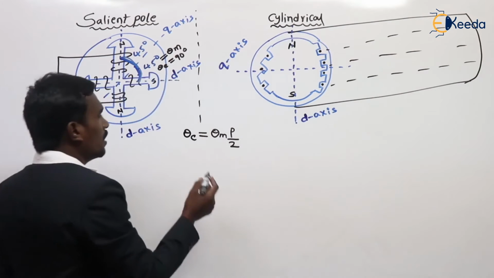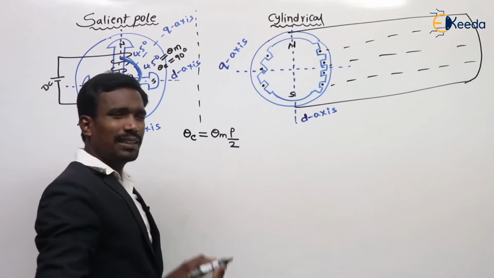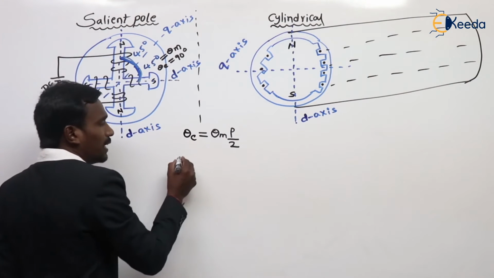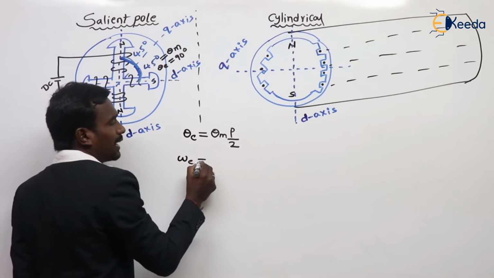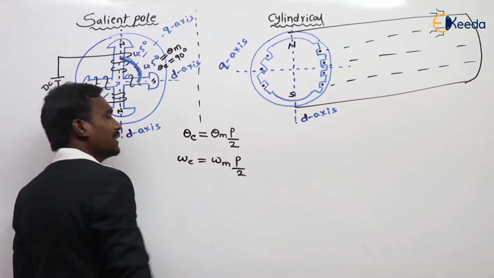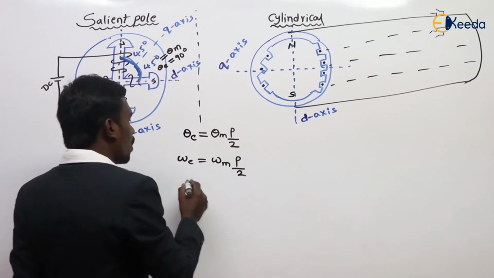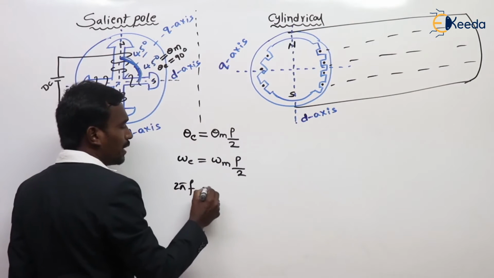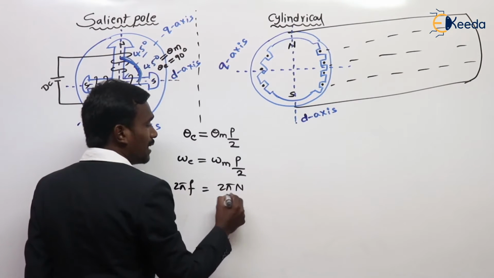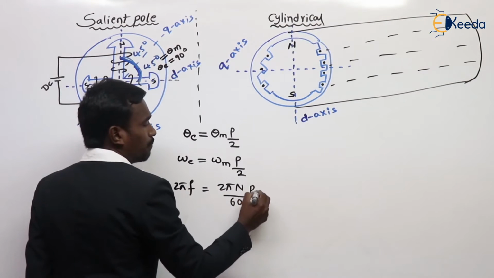Right. Next one. Here we can derive another formula. Actually we derived it in induction machine also. We can write it in terms of omega. Omega electrical is equal to omega mechanical times P by 2. Omega electrical is 2 pi f and omega mechanical is 2 pi N by 60, times P by 2.